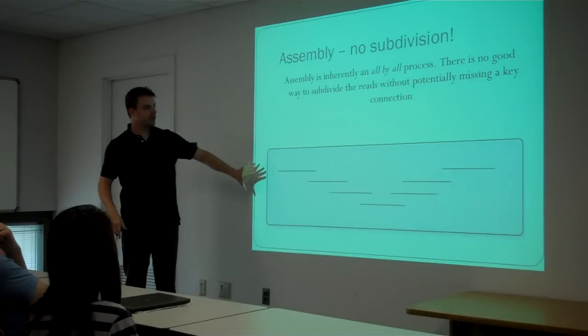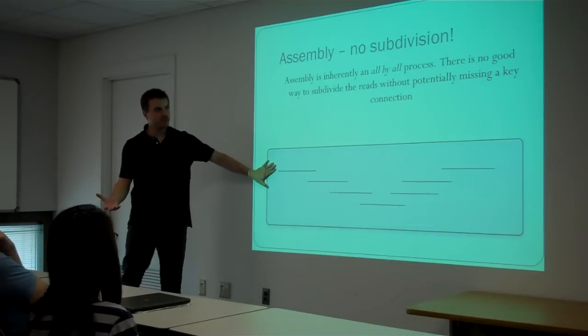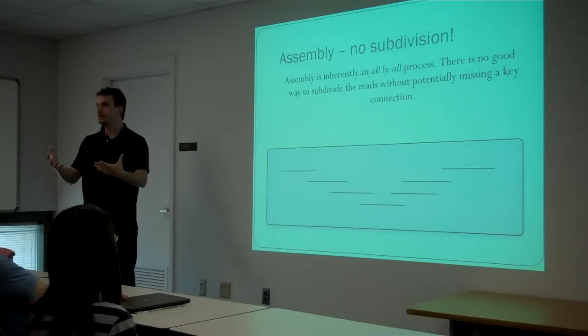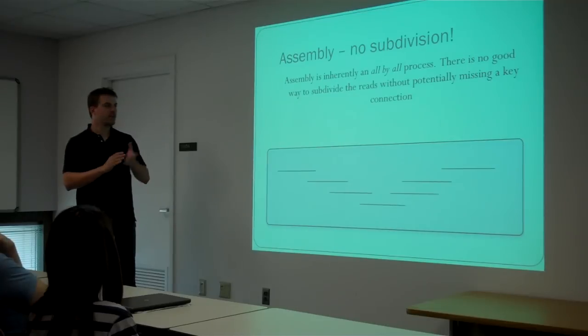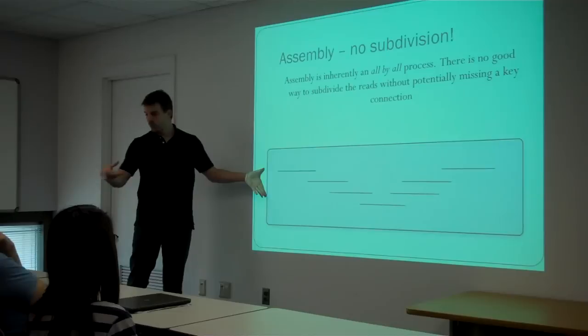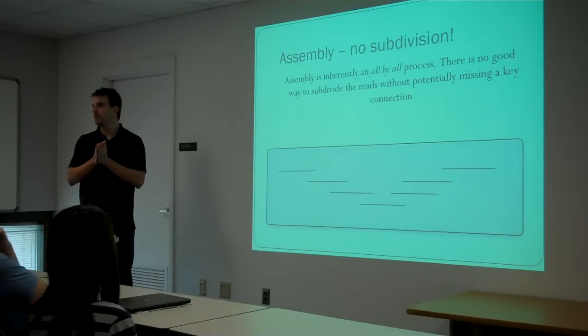And so inherently, all of the assemblers that we have are all-by-all algorithmic approaches. And the problem with that is that when you're loading all that data in, you're essentially loading it all into memory. And so you need big memory machines in order to do this. So algorithmically speaking, the working memory requirements for assembly are kind of ridiculous, to the point where, for one data set that I'll show you later, the estimate is that we need about 50 terabytes of memory.